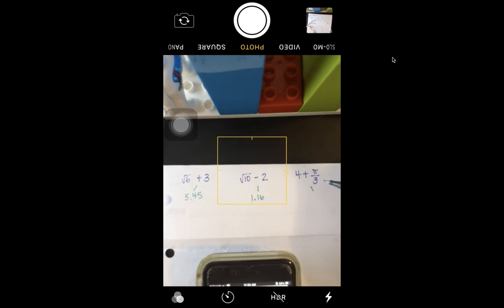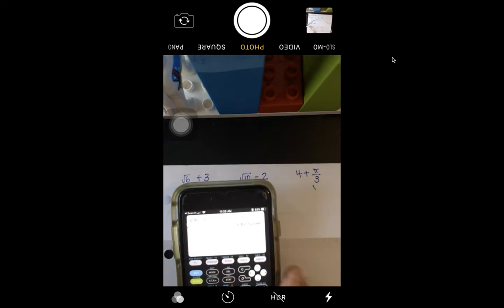Okay, this one is the most complicated. For this one, I'm going to type 4 and then plus pi over 3. That looks like a fraction. Does anyone know or remember how we type in a fraction in our calculator? What were those buttons we had to press? I'll give you a clue. It starts with alpha. Alpha and then what?